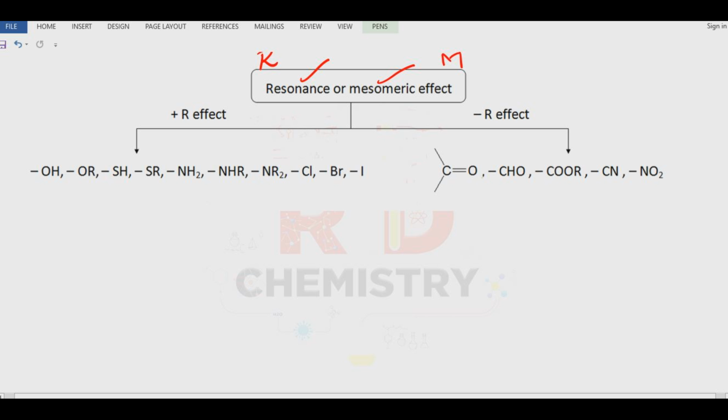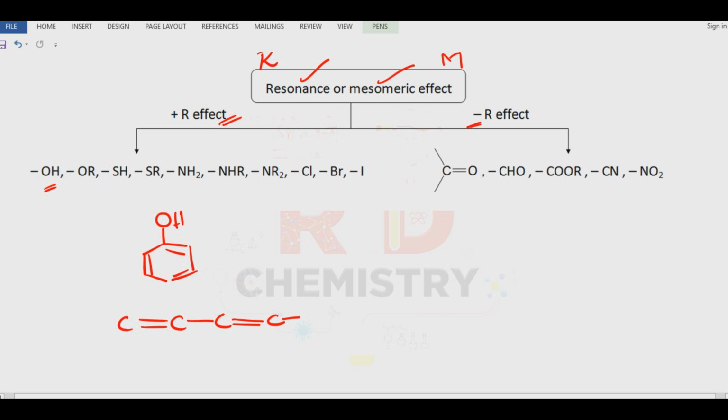The next one is the resonance effect or mesomeric effect, which is called the R effect or the M effect. Further, there are two types, plus R effect and minus R effect. Here, for example, let me take the OH group attached to a conjugated system. What is a conjugated system? Conjugated system means there should be alternate double bonds and single bonds, like carbon-carbon double bond, then carbon-carbon single bond, then carbon-carbon double bond. This is known as conjugation.